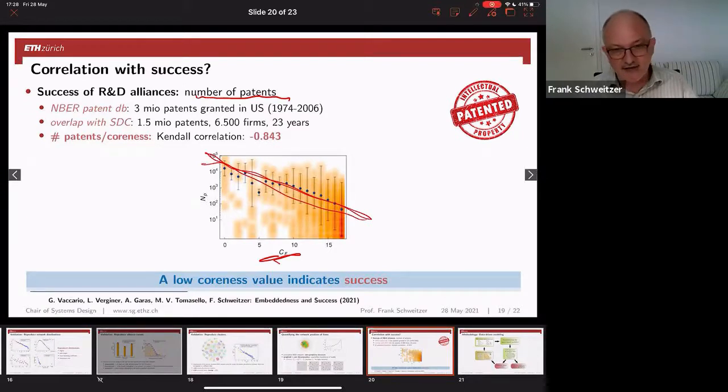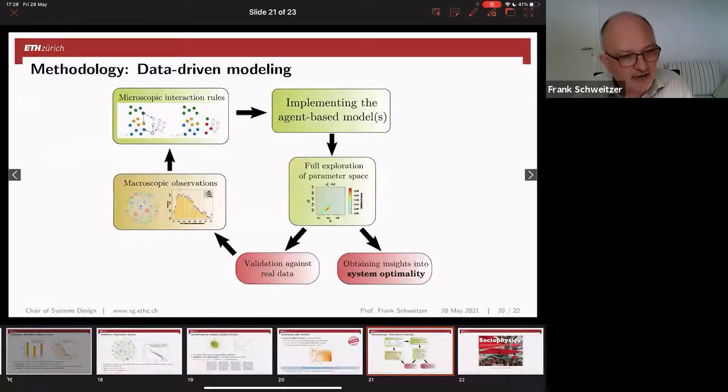This is an interesting finding because the number of patents tells you about your performance, right? Whereas this coreness value C tells you about your position in the network. That means we have a clear relation between your position in the network and your later success in these R&D activities.